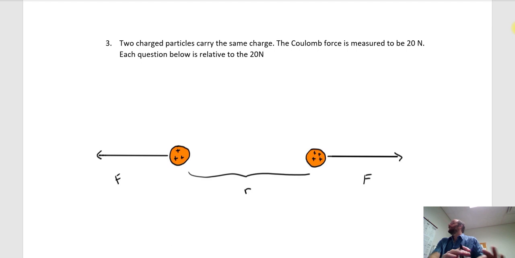Okay, number 3. Two charged particles carry the same charge. The Coulomb force is measured to be 20 newtons. Answer each question below relative to the 20 newtons. So here's what I mean by that.